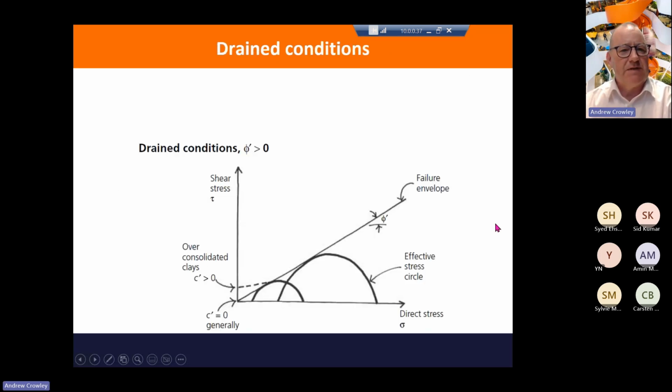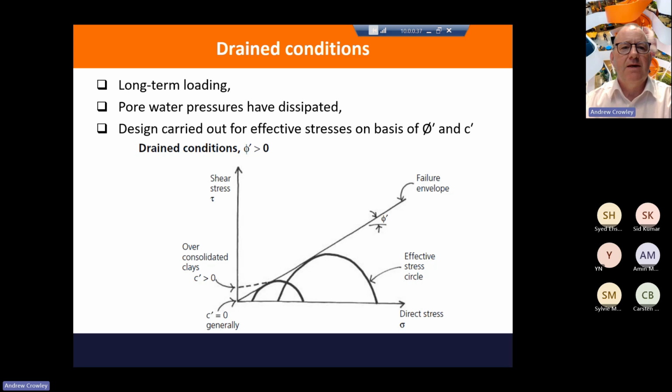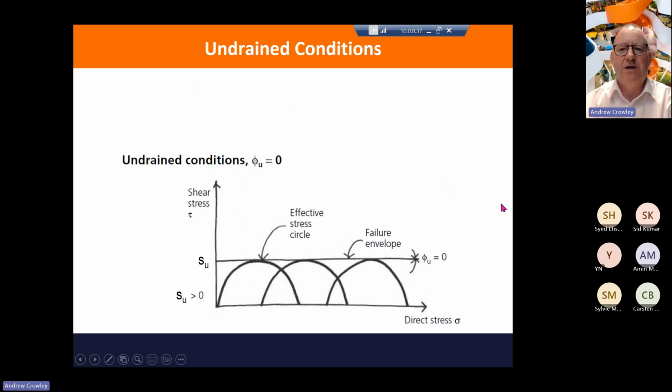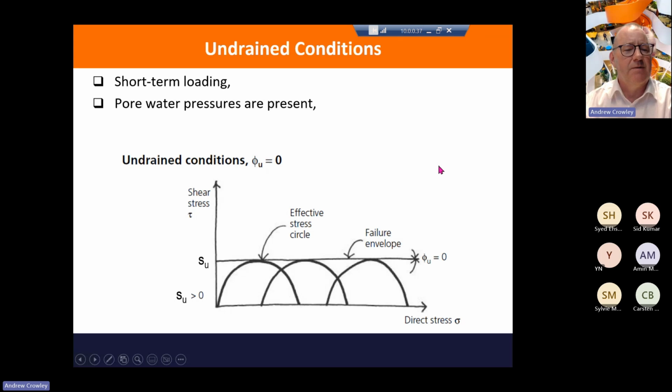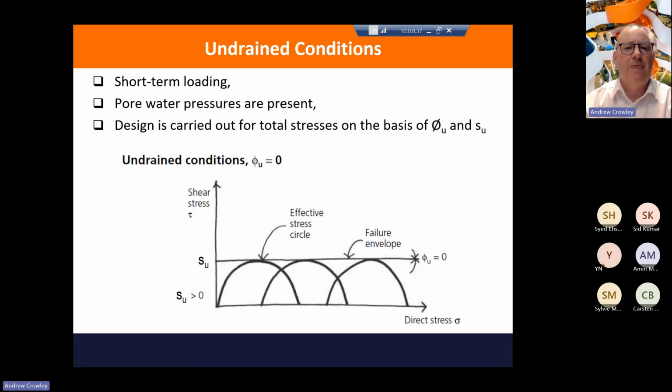So remember this from a previous seminar, these are the old Mohr circles of stress. And in drained conditions, we're looking at long-term loading, and we're assuming that the pore water pressures have dissipated, and we're looking at design based on effective stress and the parameters phi' and c'. If you're looking at undrained conditions, then our angle of shearing resistance is often 0, and you're looking at short-term loading, with pore water pressures present, and the design is carried out based on the undrained parameters phi and Su.